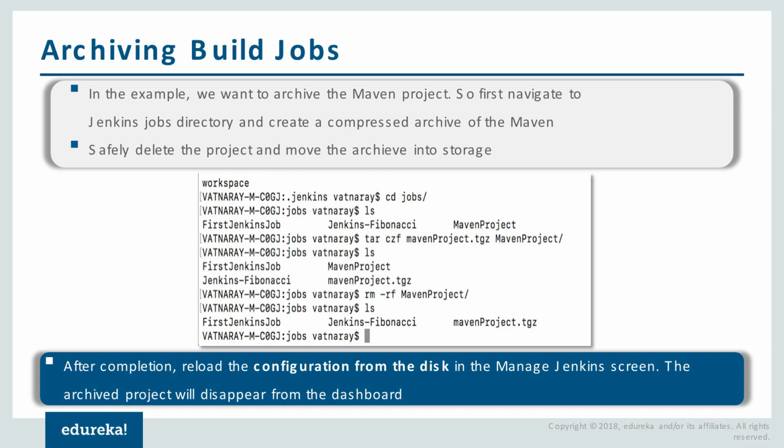That's all you need to do. So you have the tar file. If needed later on, you just put that file back here and untar it with all the contents, and once again just restart the Jenkins server and all of the configuration will come back as it was before. So after completion, reload the configuration from the disk in the Manage Jenkins screen. The archived project will disappear from the dashboard.